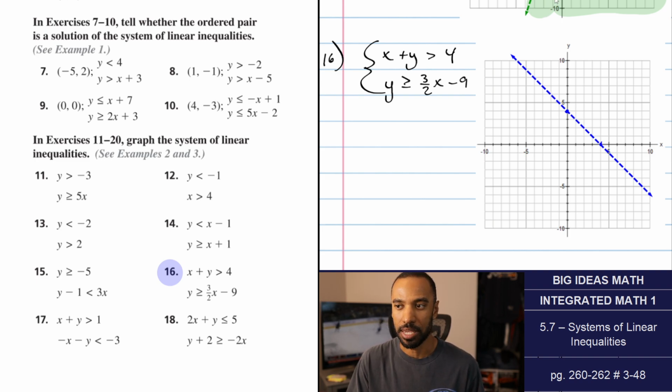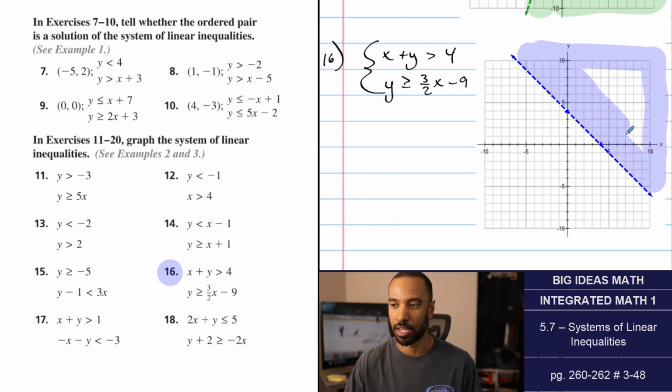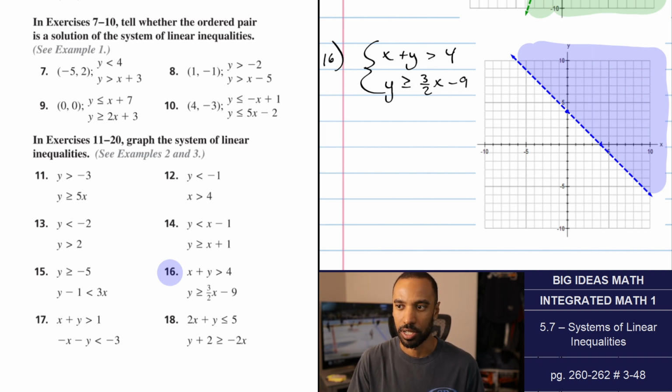But I would be cautious of assuming that you shade above just because it says greater than in a situation where y is not alone. So unless you're rewriting it in slope-intercept form, which you absolutely could, it's just this is my first problem I got to do in standard form like this. Unless you're doing that, I would caution against not testing a point.